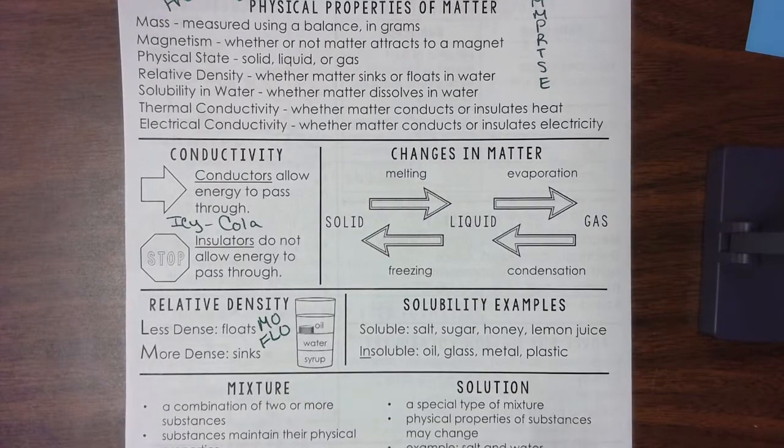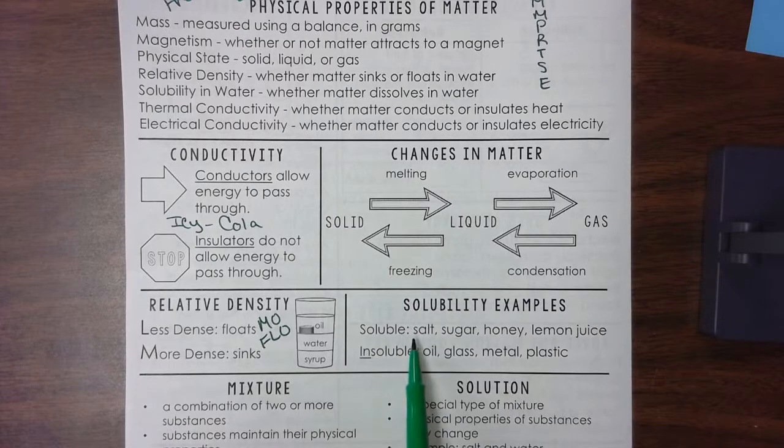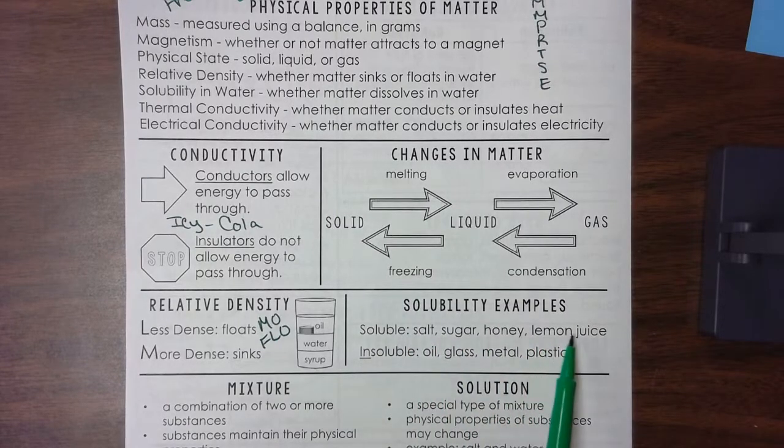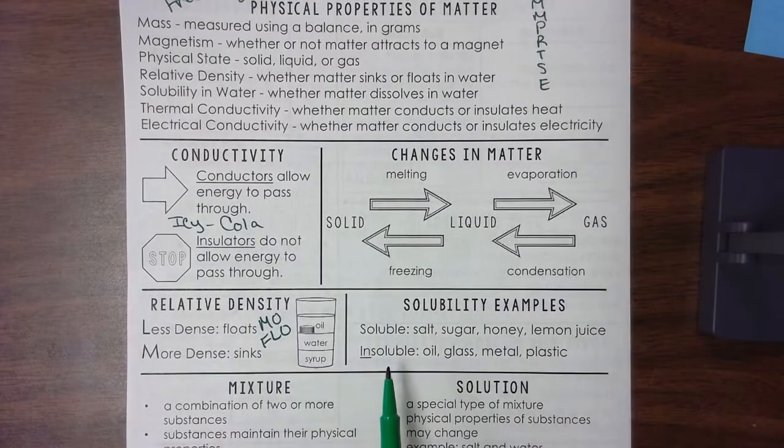All right. Next, let's talk about solubility. Things that are actually able to be dissolved. Soluble: salt, sugar, honey, and lemon juice. Don't forget the lemon juice. I know y'all forgot it on the warm-up. Insoluble: oil, glass, metal, plastic. Those are things that do not dissolve. Okay.